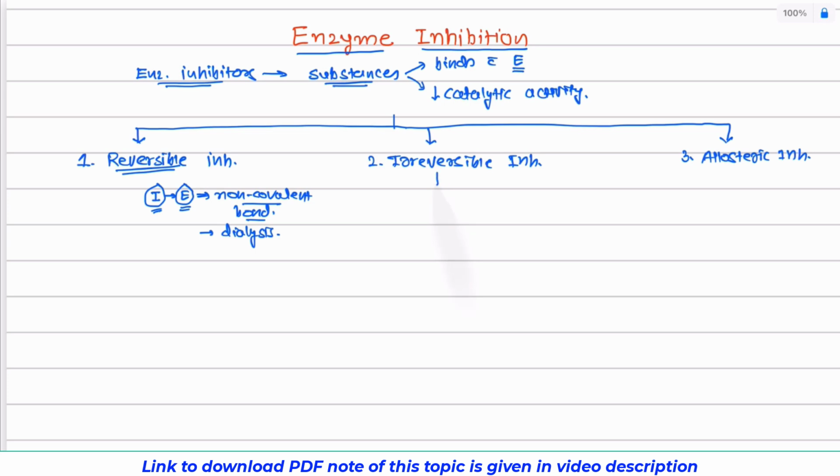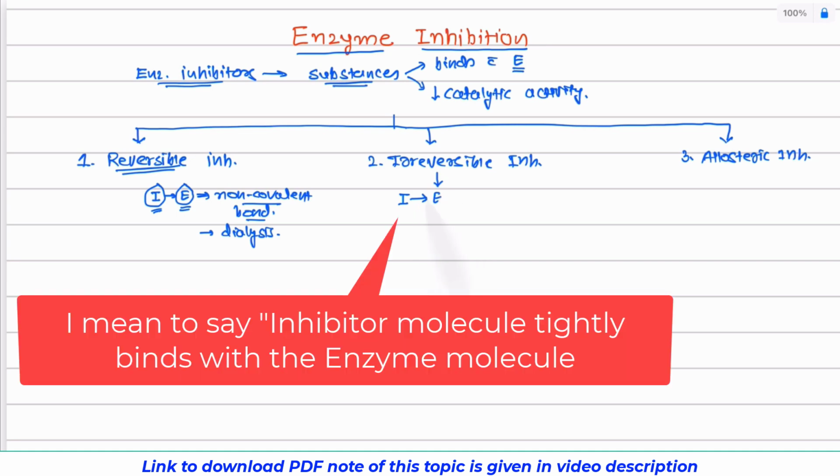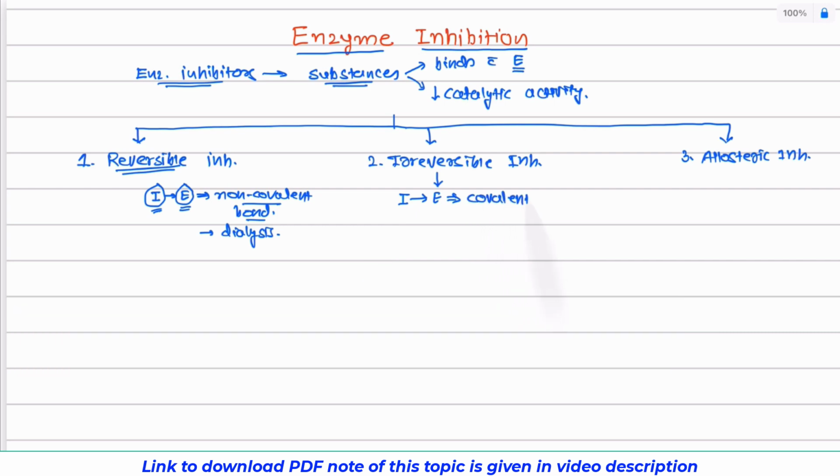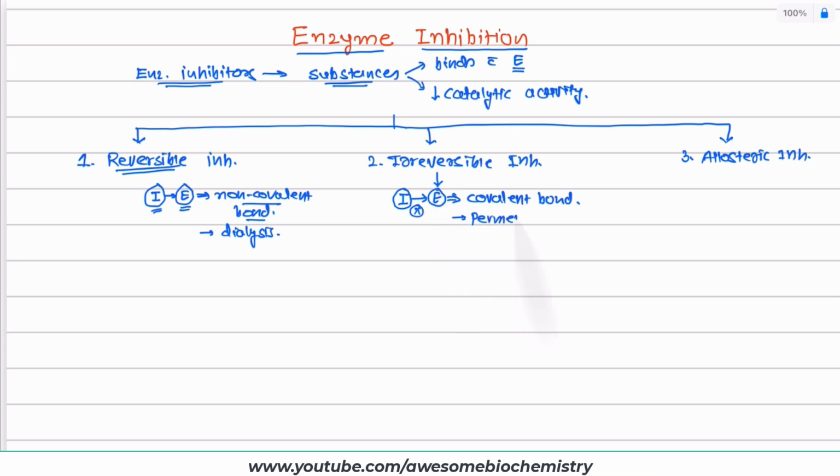Whereas in case of irreversible inhibition, what happens? The inhibitor molecule tightly binds with the enzyme molecule. It binds tightly because the bond is a covalent bond, which is a stronger bond. Because of the stronger bond, the inhibitor molecule cannot be easily separated from the enzyme molecule. So this is a kind of permanent inhibition, right? And here the dialysis process cannot separate the inhibitor from the enzyme molecules.